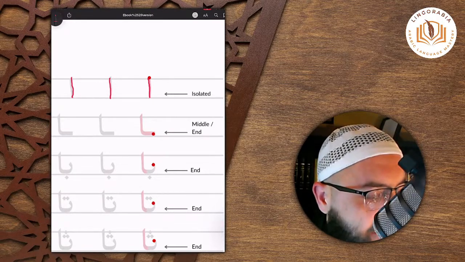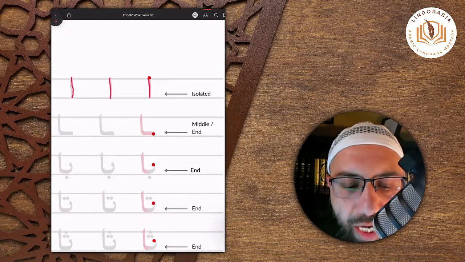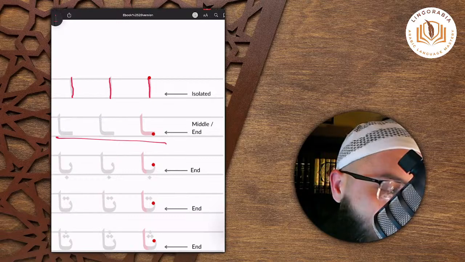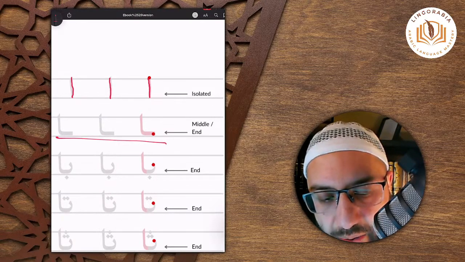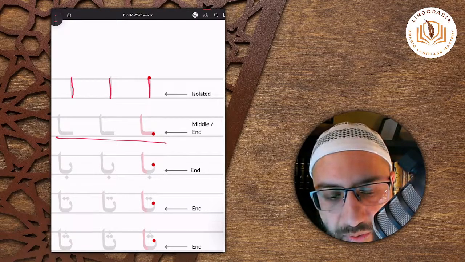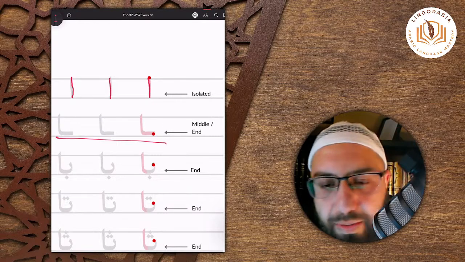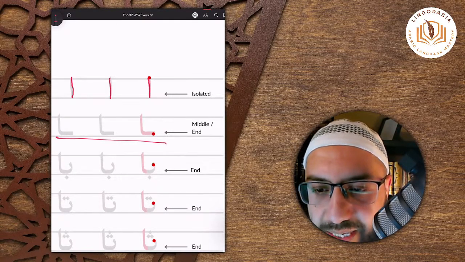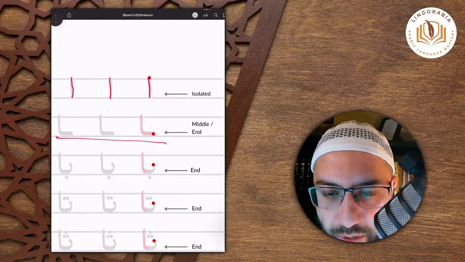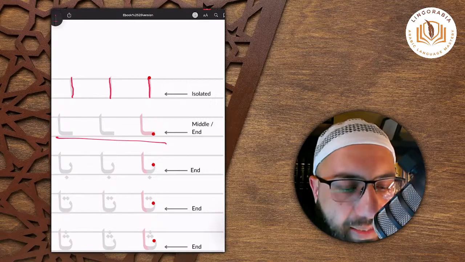Now, in the middle and the end, remember the shape is similar. My question to you guys: why is the shape of the alif similar in the middle and at the end? Why is it similar, how you write the alif in the middle and at the end? Let's see who got the right answer.